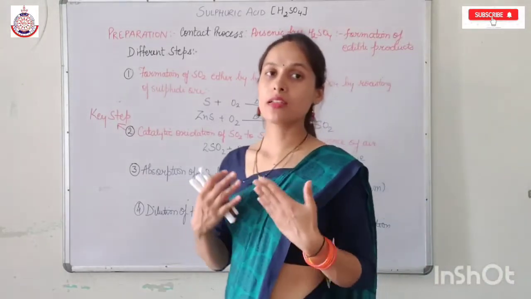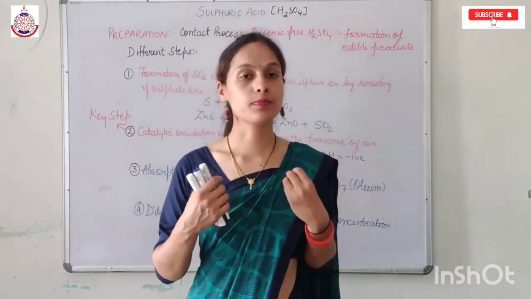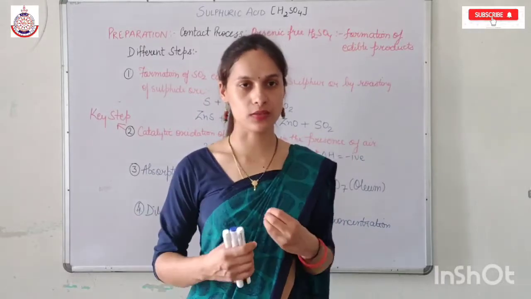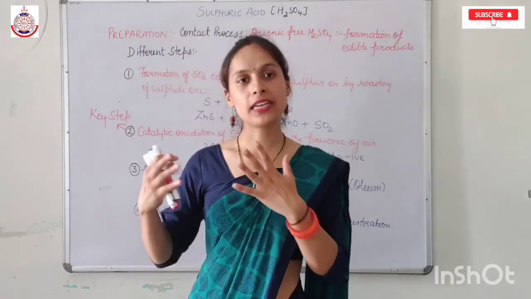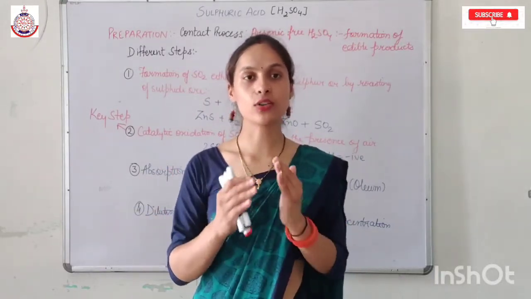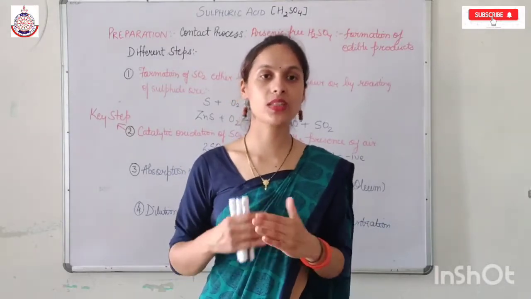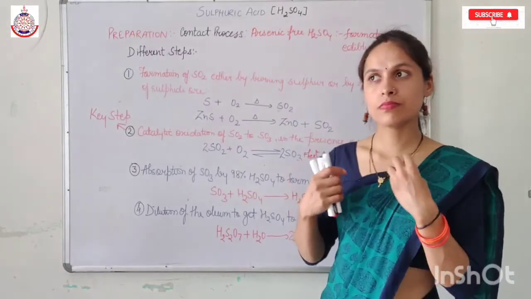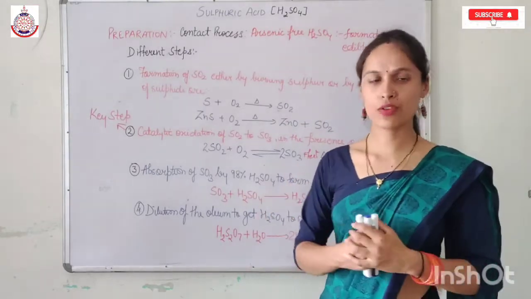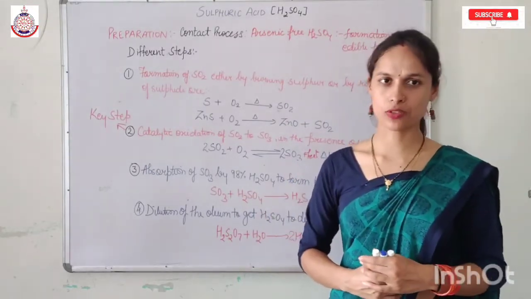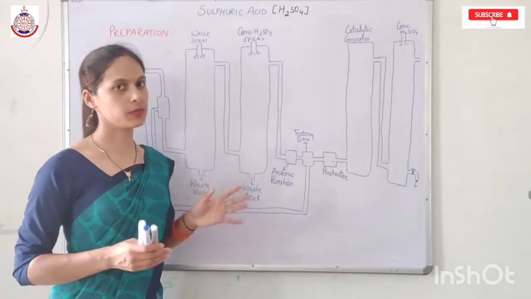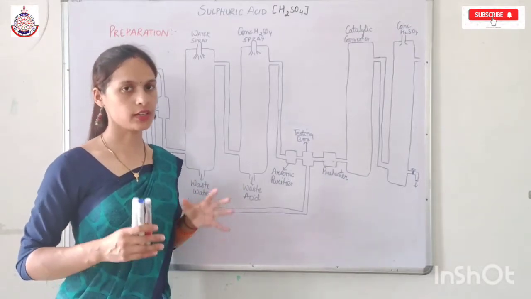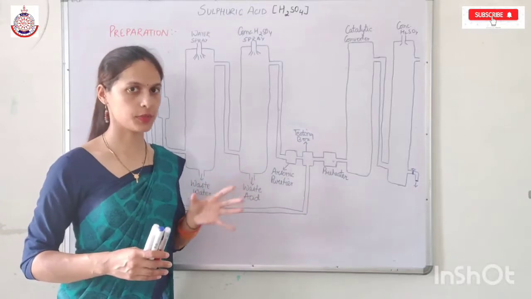Now we'll draw the plant of the contact process, with the help of which we get to know about the different apparatus, with which we can easily understand the formation of sulfuric acid through the contact process. So this is the diagrammatical representation of the contact process, the plant of the contact process.